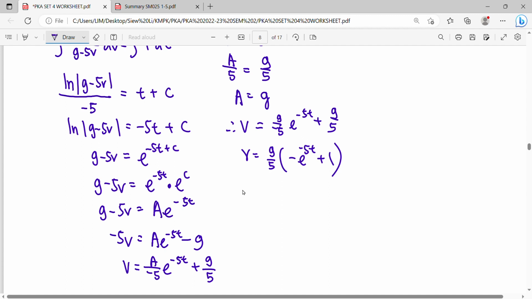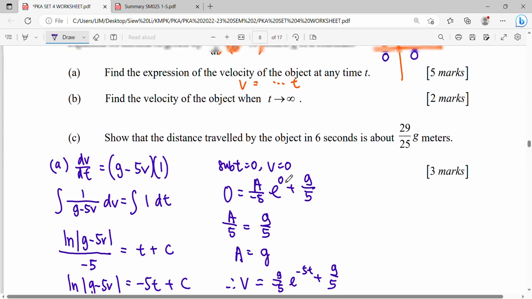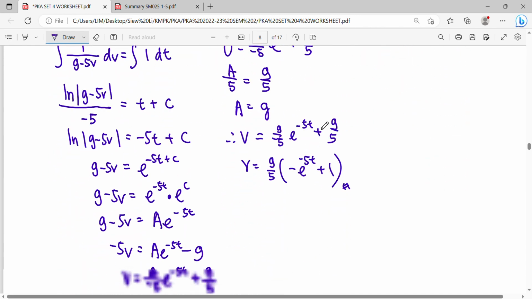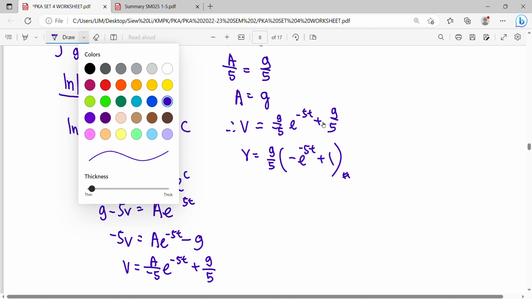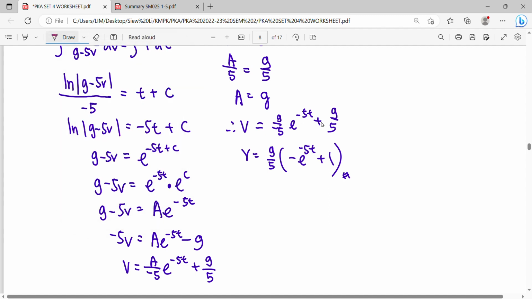So this is our question A. Find the solution V in terms of t. Okay. Question B. Find the velocity when t going to infinity. Alright. So concept of calculation on infinity. When t is infinity, what happened to our V? This is question B.